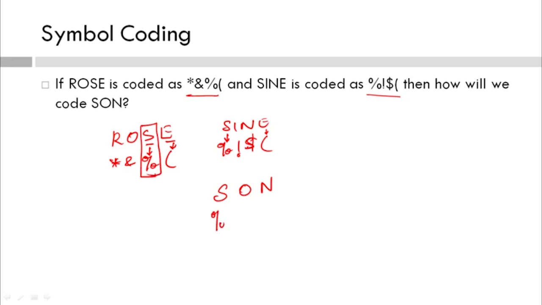Similarly, what is the code for N? The code for N is dollar. So this will be dollar. And what is the code for O? The code for O is and. This will be and. So this will be the code of the word sun that we are looking for. In this case, for each letter in the word, a particular symbol has been used as the code.